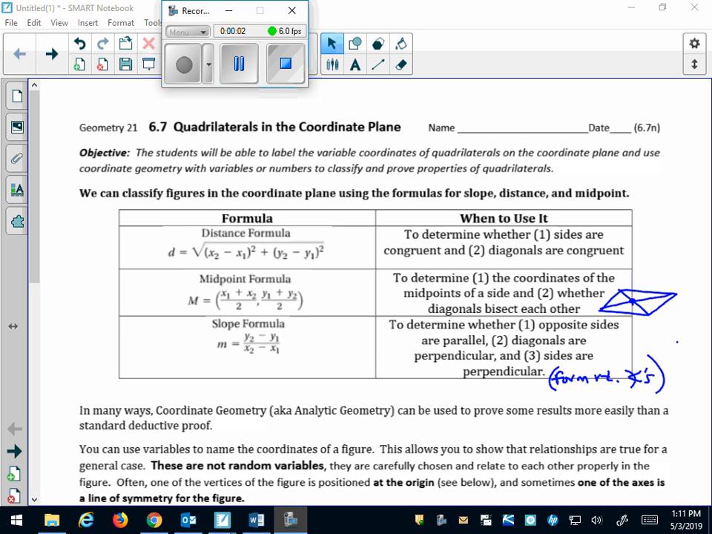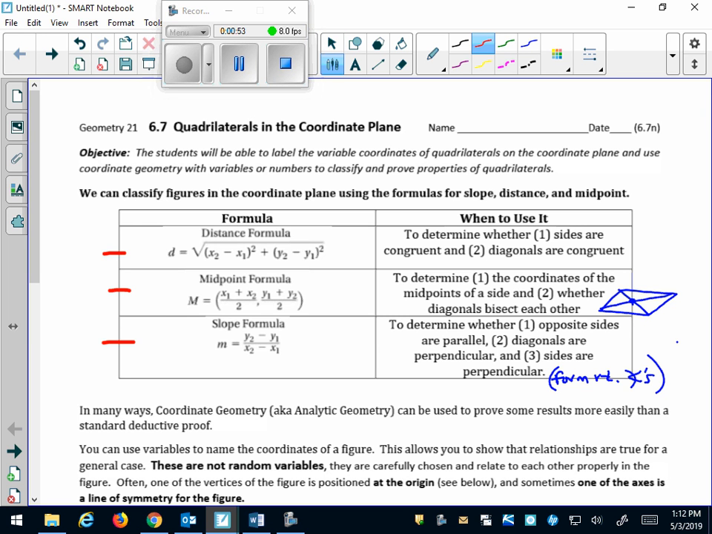All right, so this is our last section in Chapter 6, or Unit 6, quadrilaterals in the coordinate plane. What we're going to be doing in this lesson is taking 4 vertices, 4 points, and plotting them on a graph, and figuring out what kind of a quadrilateral it is. That's one thing we're going to be doing. Now, in order to figure that out, since things are going to be graphed on a coordinate plane with x, y coordinates, we'll be using our 3 formulas: distance formula, midpoint formula, and slope formula.